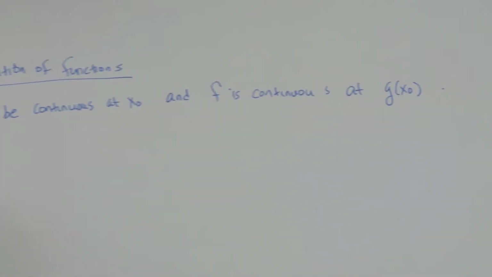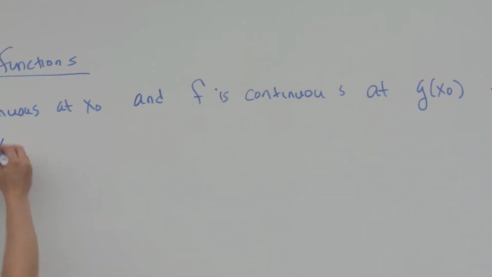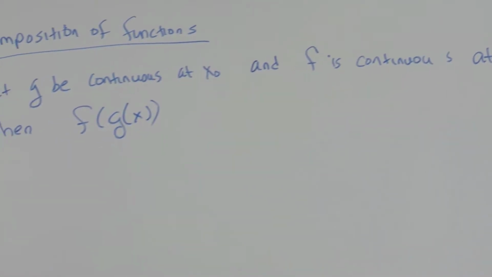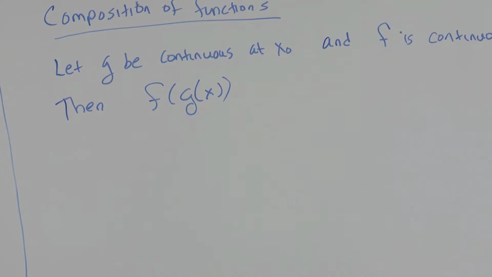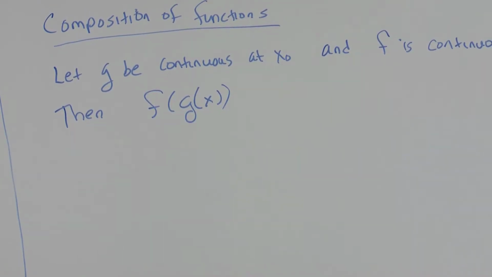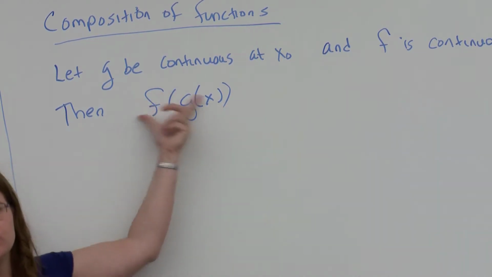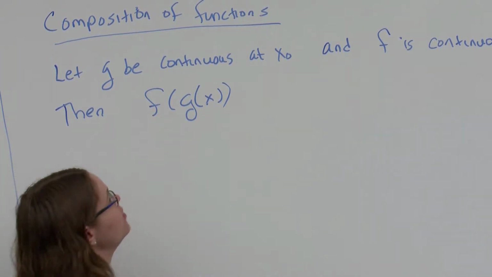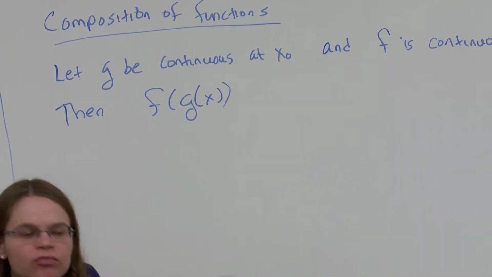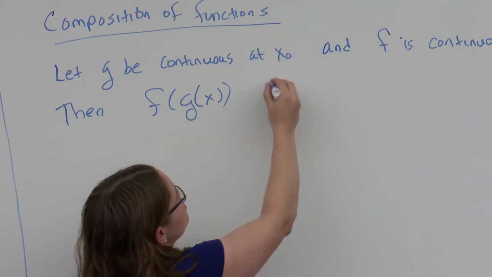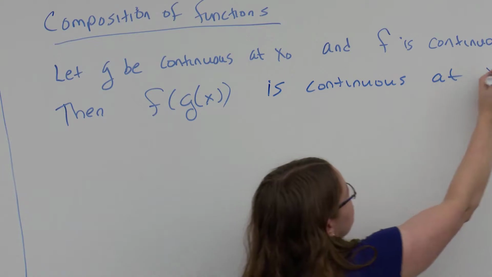Then I claim that f of g of x, which is a new function, is also continuous at the point x naught. To wave our hands, we say g is continuous at x naught, so we get g of x naught here. f is continuous at that point, so we get f of g of x naught there. So it's reasonable that this could be true, that this is continuous at x naught.